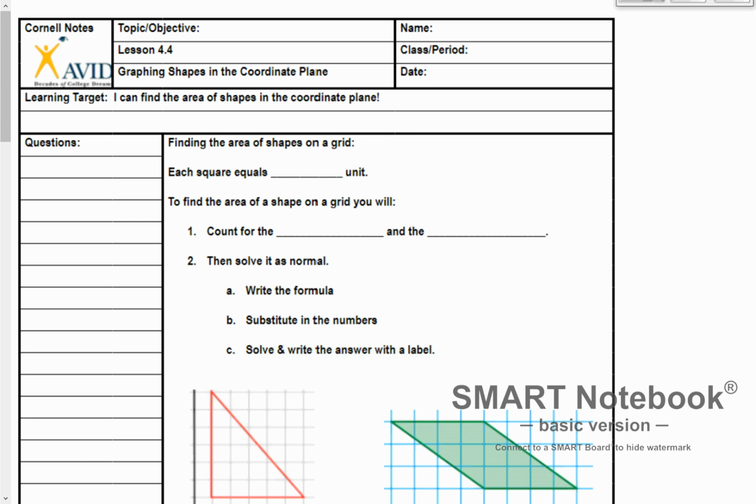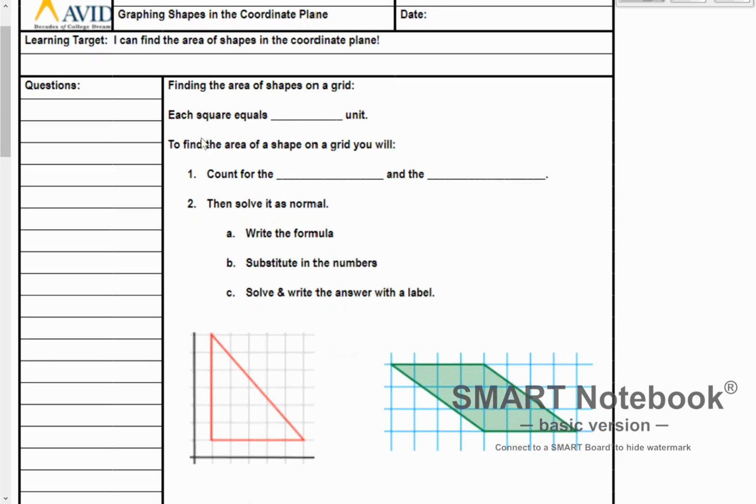All right, today we're going to learn how to find the area of shapes on a grid. And it's not that much different than what we've been doing. It's just that the units aren't given to us, like they don't tell us what the base or the height is. We just have to count for that instead. Okay, and when we count for that, each square equals 1 unit.